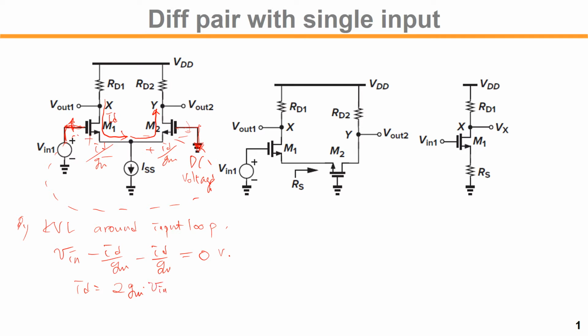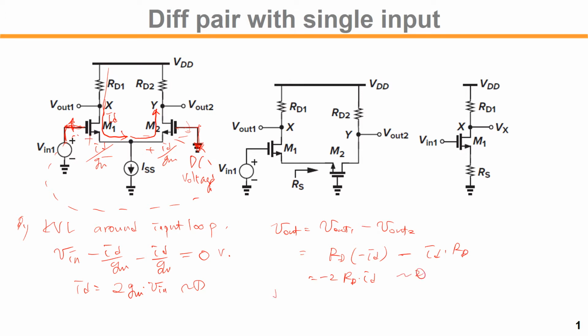This is the first equation, and the second equation, what? Vout would be Vout1 minus Vout2. Then what? So the current through RD would be RD times minus ID, right? And minus ID times RD. So 2 RD times ID minus, that would be the second.